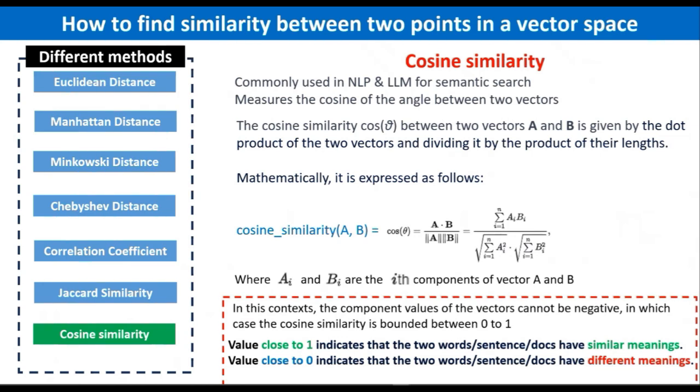So using cosine similarity, the context, the documents or the sentences will be searched in the vector database. When these embeddings are stored in the embedding vector database, the semantic search is performed using this cosine similarity. So let us see how this semantic search is performed for document embedding.